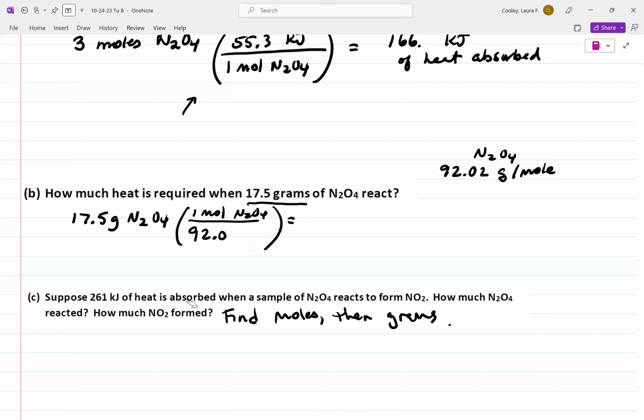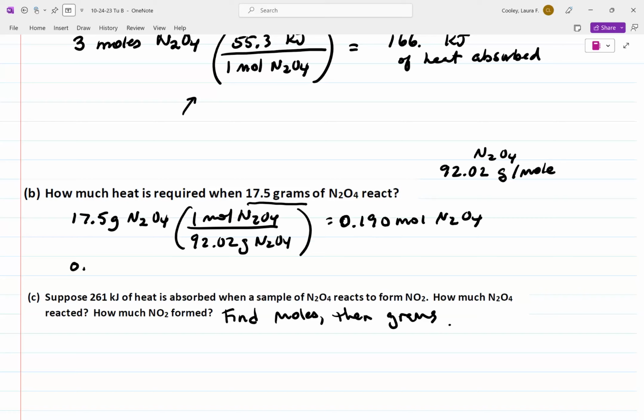I did it wrong. No one's even telling me. Wait. Oh, I guess I didn't do it wrong. I just wrote it wrong here. Oh, no, it's right. 1 mole. Sorry. So when you do this, you get the moles. You get 0.190.